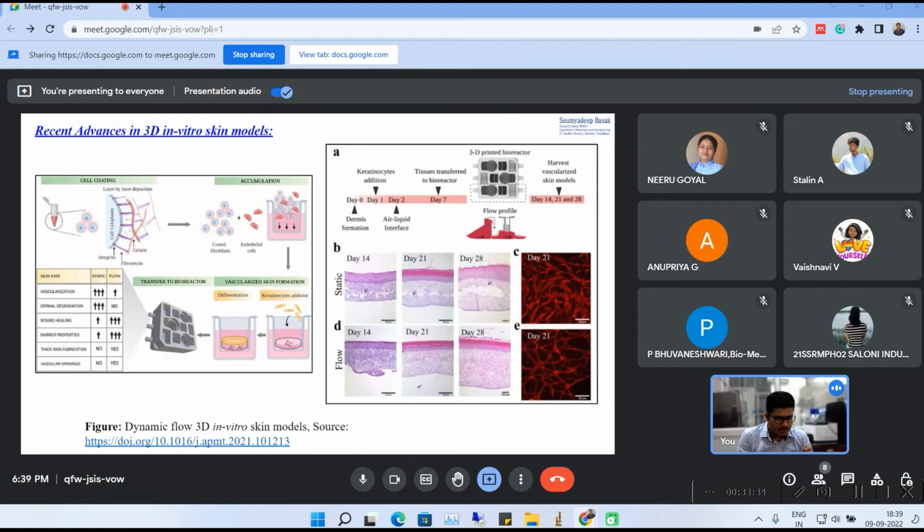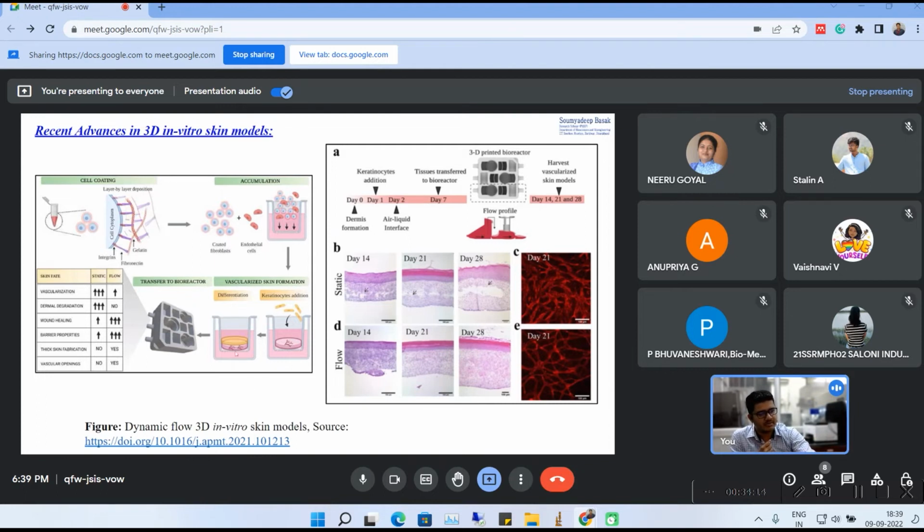So, what advantage does it have? It can be created using various layers of cells or various kinds of cells, so it would be more towards what we have in the in vivo condition. Those in vivo like 3D in vitro skin models can be created. In this model you can see there are various kinds of cells, not just one, but two or three different kinds that are cultured.